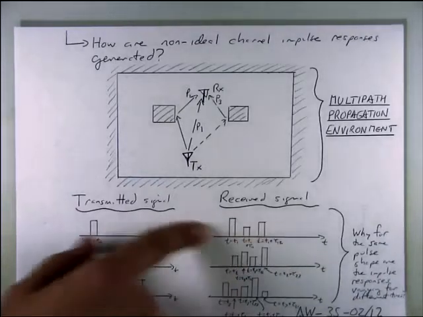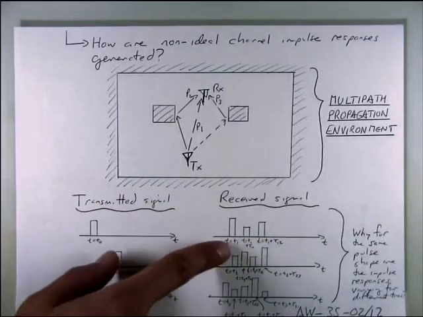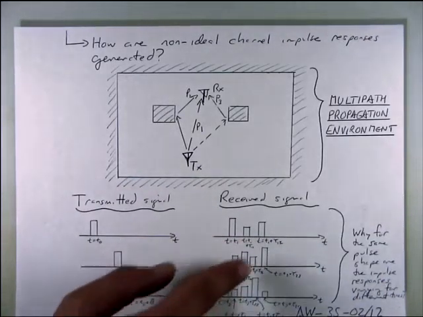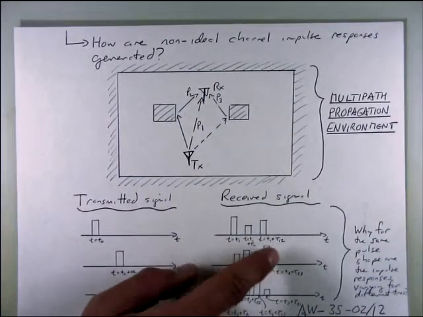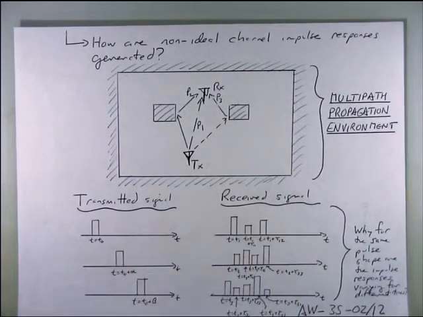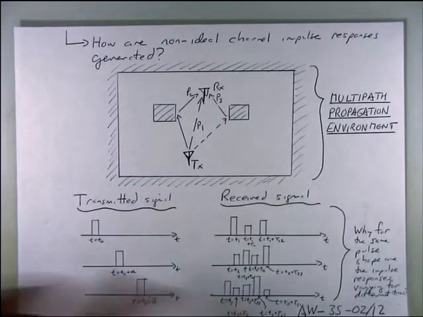All these copies around, right? So T1 plus tau 1,1, T1 plus tau 1,2. I have all these copies of the things with different amplitude levels. Here's another case, even more dispersive.